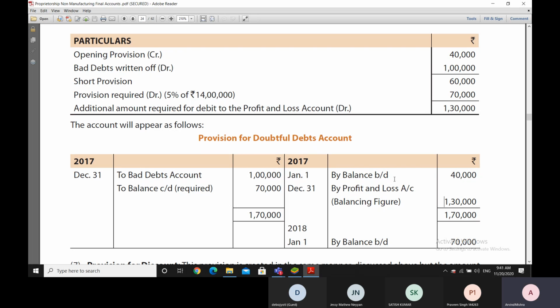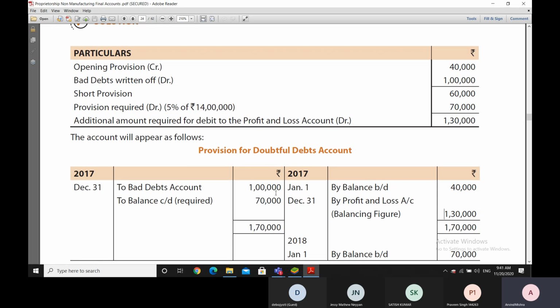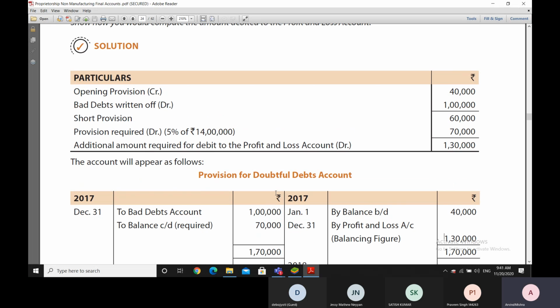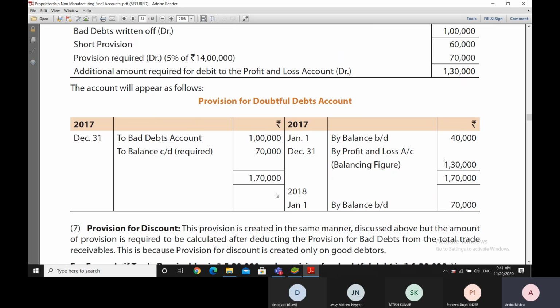So ultimately we were having a balance brought down of 40,000 rupees. We created a fresh provision of 1,30,000 rupees. Out of that, we used the provision to the extent of 1 lakh for the bad debts, and we are left with a provision of 70,000 rupees, which is the carried down provision, and that is what we required, because 70,000 is the provision that is required at the end of the year after having adjusted the bad debts.